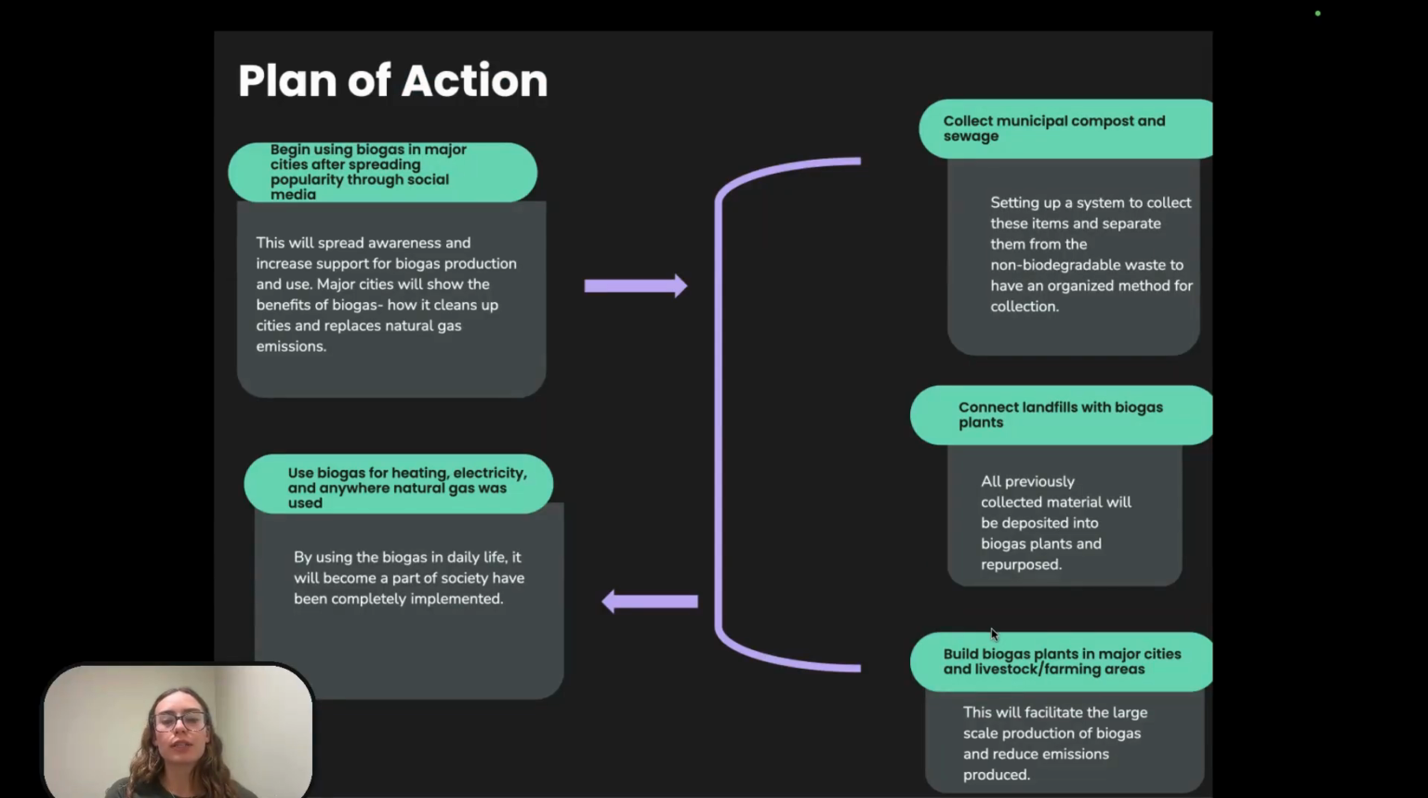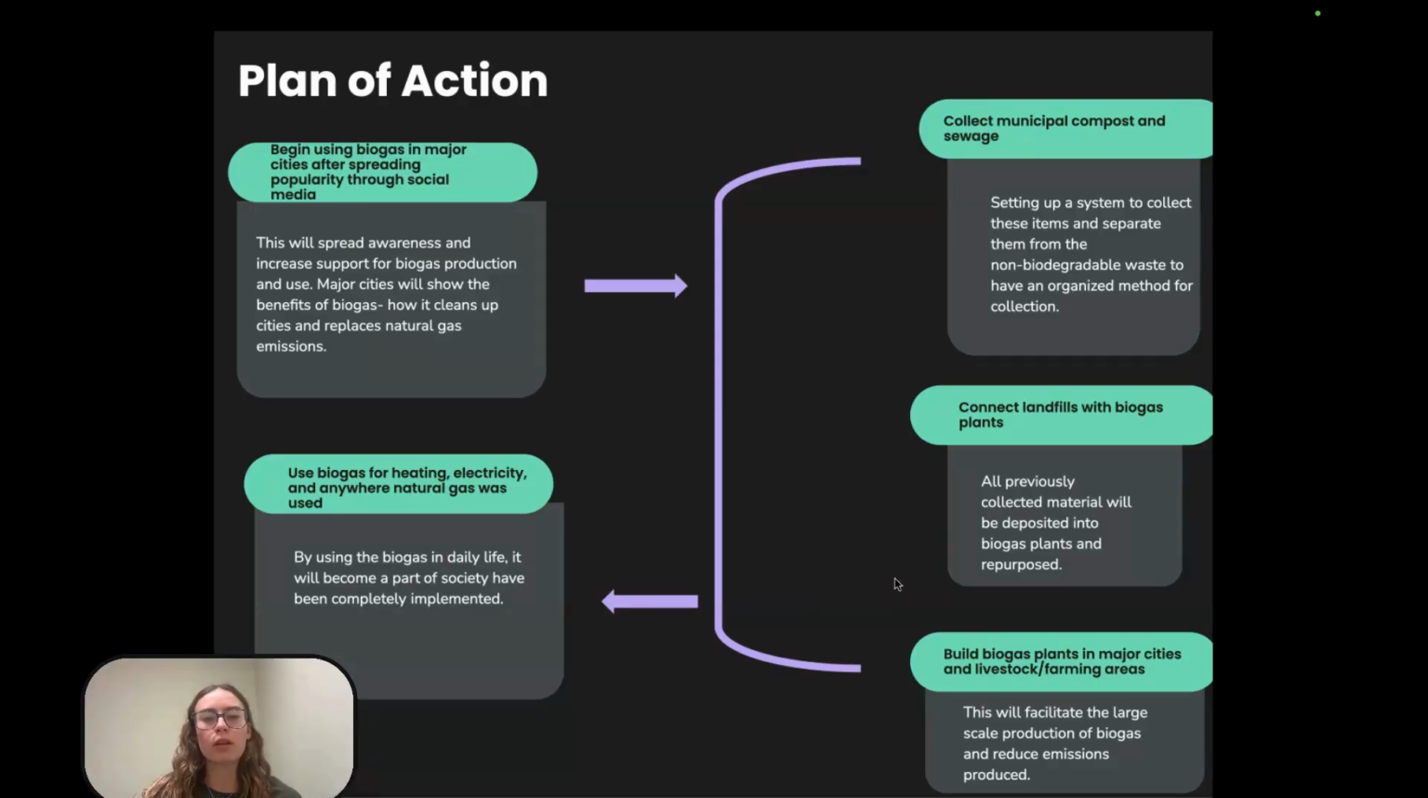My plan of action is very simple. It looks complicated, but essentially, you're going to begin using biogas in major cities after spreading that popularity through social media, and you're going to do that through three ways. The first way is by collecting municipal compost and sewage, essentially home sewage, business sewage, all that kind of stuff. And it's just going to set up a system so that we can actually collect it and have it organized.